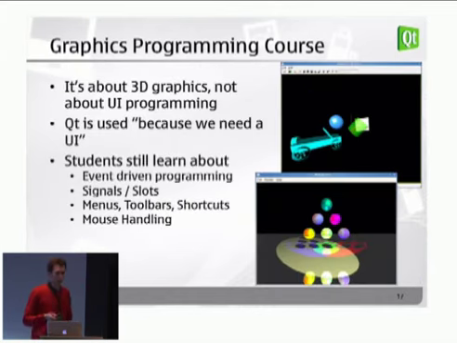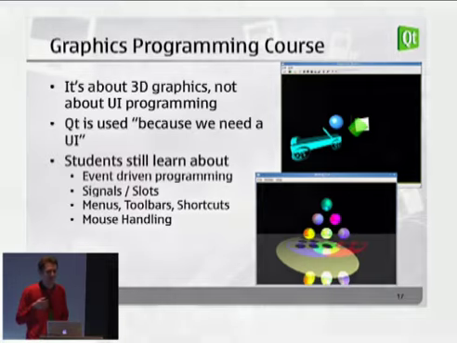But as I said, the course is not about 3D graphics. It's not about UI programming. It's about 3D graphics. And the only reason why we use Qt is actually because we need a UI. But the students will still learn about event-driven programming, signals and slots, menus, toolbars and shortcuts, and some mouse handling, especially for moving around the stuff on the scene. So this happens quite often. We don't set out to teach Qt, but in the end they will still learn some things about it.